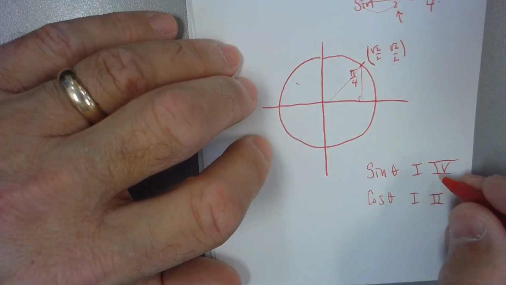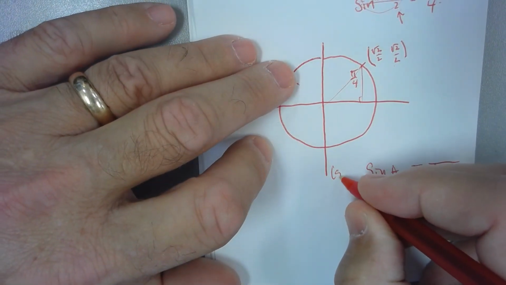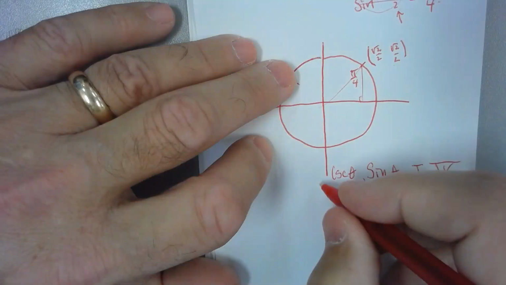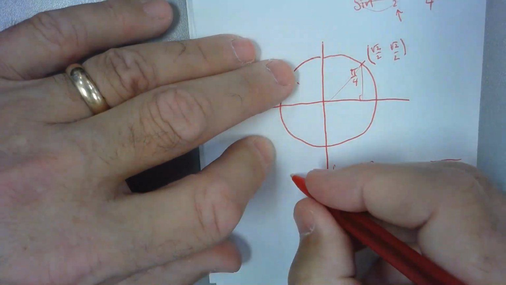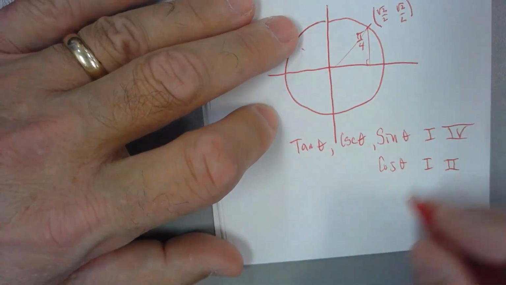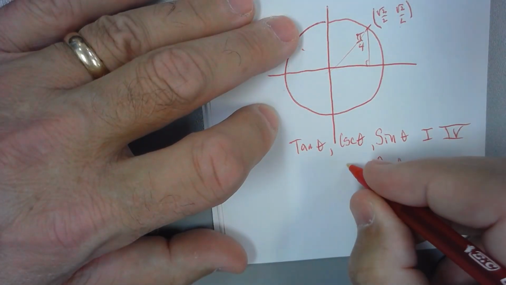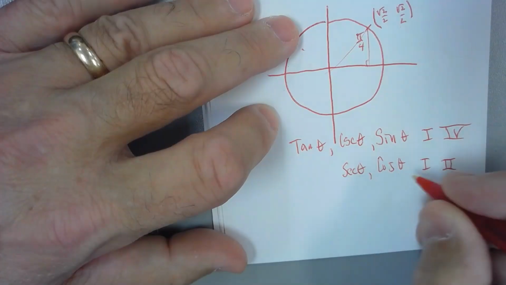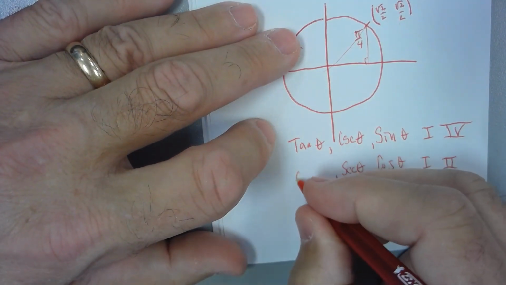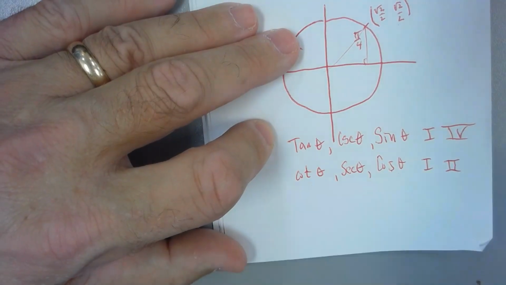The other ones that go with sine are the reciprocal of sine, which is cosecant, and tangent, which is sine over cosine. The other ones that go with 1 and 2 are secant, which is the reciprocal of cosine, and cotangent, which is cosine over sine.